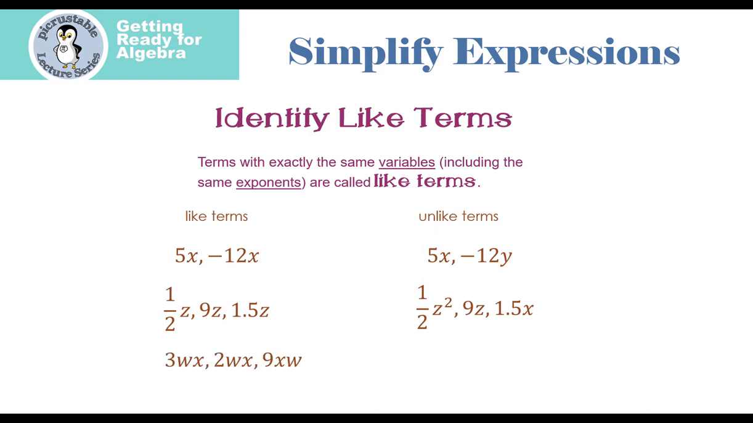3wx, 2wx, and 9xw. Let's just look at the variables. In the first term, we have wx. In the second term, wx. And in the third term, we still have a wx. It doesn't matter what order they're in. They're all the same. So these are like terms. 3wx, 2wx, and 9x squared w. Well, the wx are like terms, but when we have x squared and w, those are not like terms. Remember, they all have to be to the same exponent.